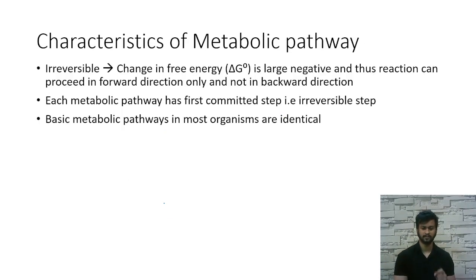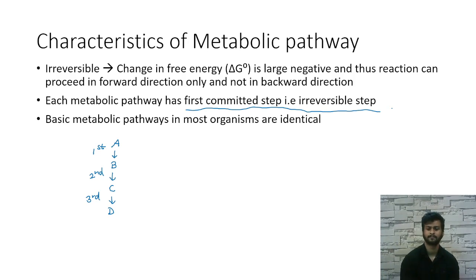This is also a very important slide. Let me draw a simple linear metabolic pathway. Here A is getting converted into D in 3 steps: this is first, this is second, and this is third. Each metabolic pathway has a first committed step or irreversible step. Irreversible means the change in free energy is large negative, and thus the reaction can proceed in the forward direction and not in the backward direction. We will not understand free energy in much depth here; we will understand that when we study thermodynamics in detail. For now, you just need to understand 2 points.